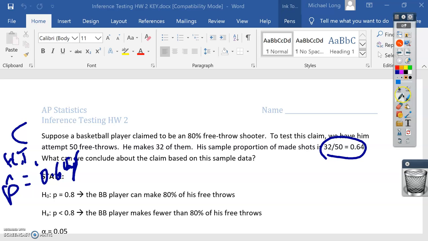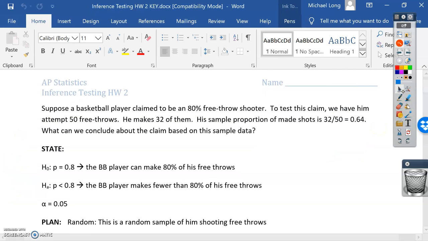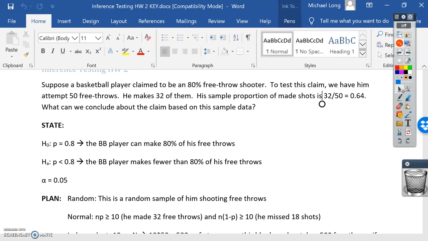Okay, so now what we're going to do is come down here to the state section, and we're going to write, as we saw in the notes, the null hypothesis, the alternative hypothesis, and we're going to include that alpha level, that decision-making level, which is almost always 0.05. If it's not, it'll be given to you. So we always use 0.05 unless we're told otherwise.